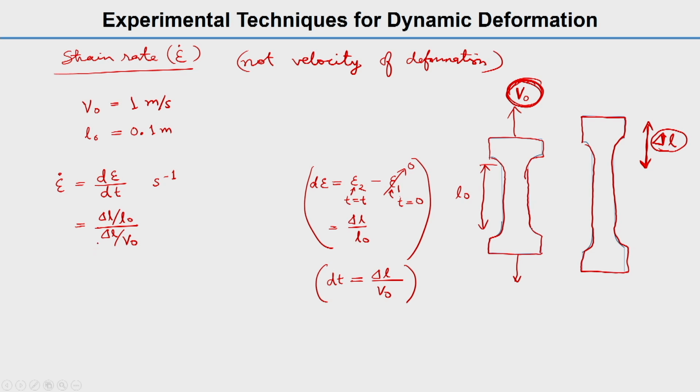As you can understand, this delta L will cancel out, and that will give us V naught by L naught. From here, V naught equal to 1 and L naught equal to 0.1 will give us 1 divided by 0.1. As V naught is in meter per second and 0.1 is in meter, that gives us 10 per second. So our strain rate for this tensile test is 10 per second.